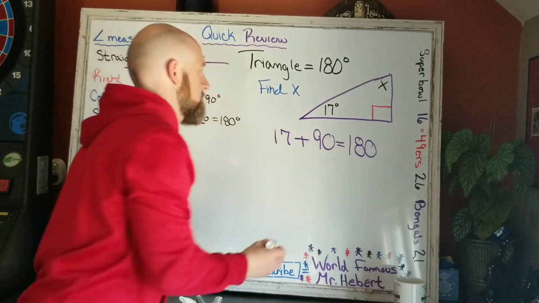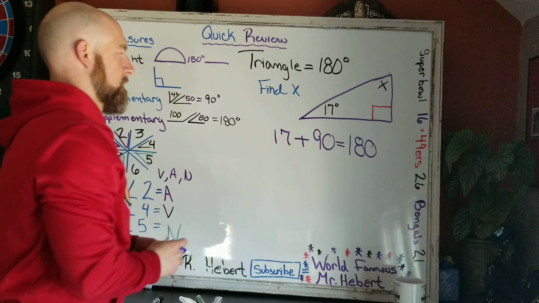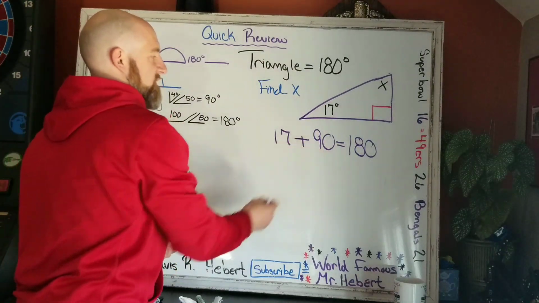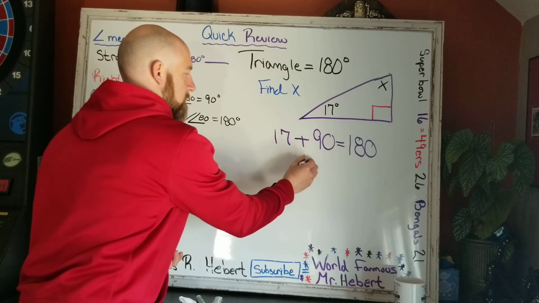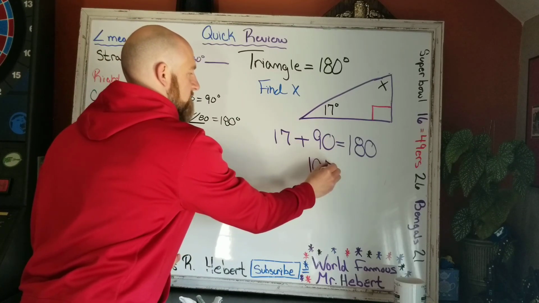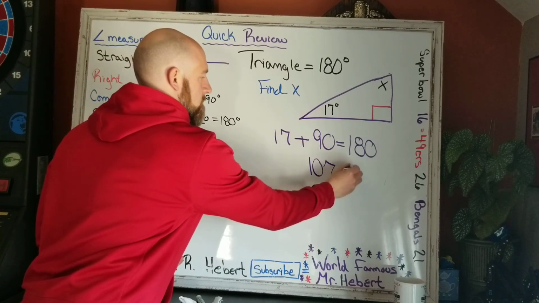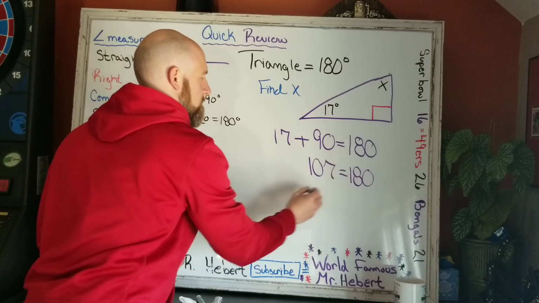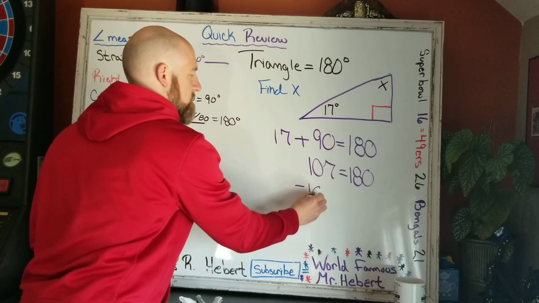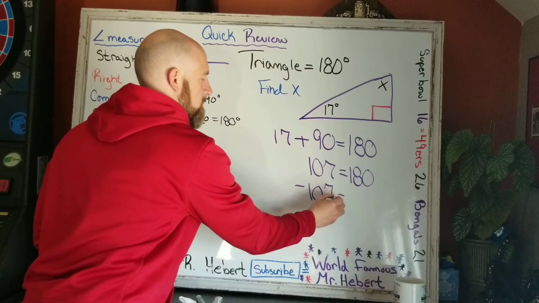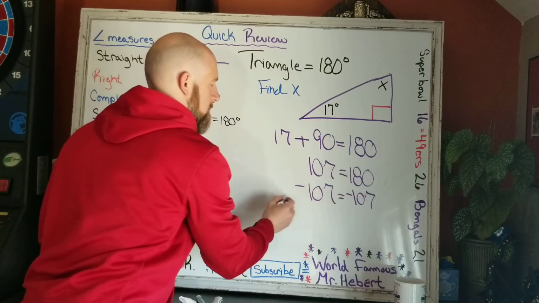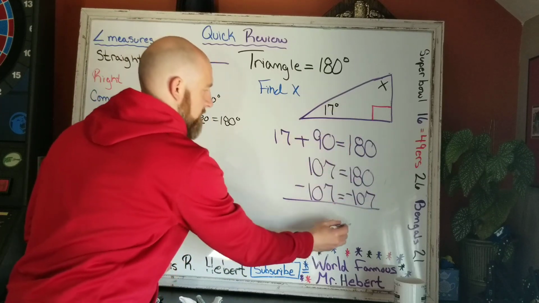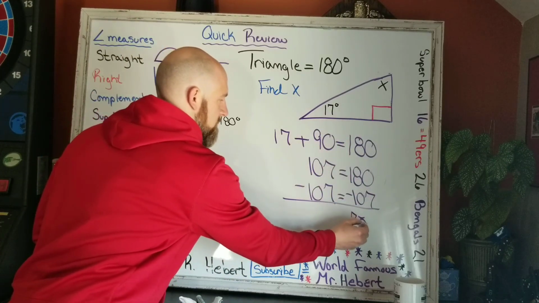All right. So we take 17 plus 90. What does that give us? 107. We have 180. Subtract 107 from both sides, and you end up with 73 degrees.